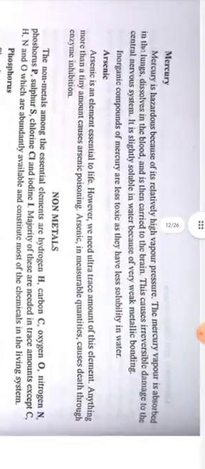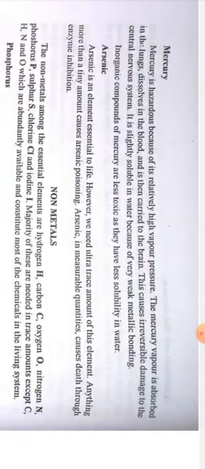Next metal is mercury. Mercury is hazardous because of its relatively high vapor pressure. The mercury vapor is absorbed in the lungs, dissolved in the blood, and thus carried to the brain. This causes irreversible damage to the central nervous system. The metal is only slightly soluble in water because of its weak metallic bonding. Inorganic compounds of mercury are less toxic and have less solubility in water.